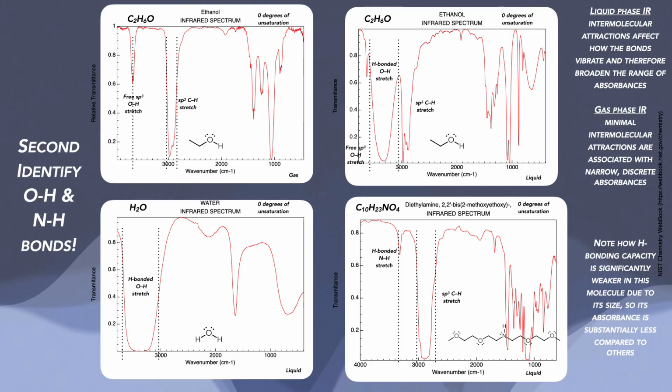Hydrogen bonding also explains why spectra look different in different phases. In the gas phase, molecules are mostly isolated, so peaks are narrow and sharp. In the liquid phase, however, molecules interact with each other, especially through hydrogen bonding, and those interactions broaden the vibrational energies, producing broader peaks.